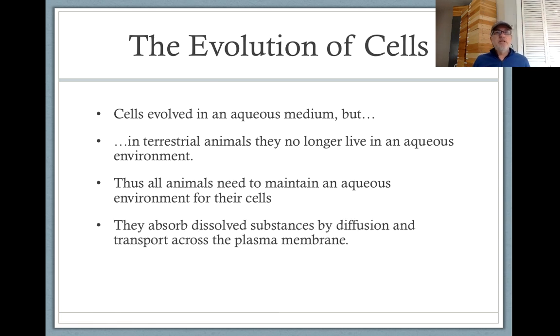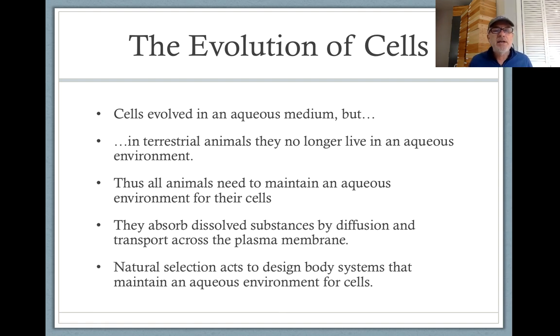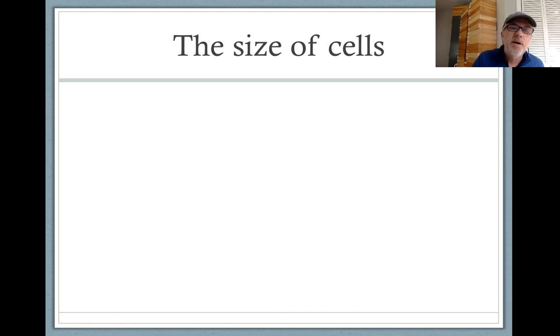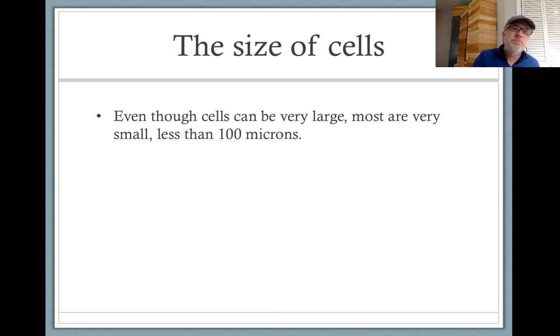These cells need this watery environment so they can absorb dissolved substances by diffusion, and they can transport materials that diffuse to them across their plasma membrane. Natural selection acts to design body systems that maintain this aqueous environment for cells and therefore allow these cells to survive. Now, one thing I want to think about for a second is the size of cells.